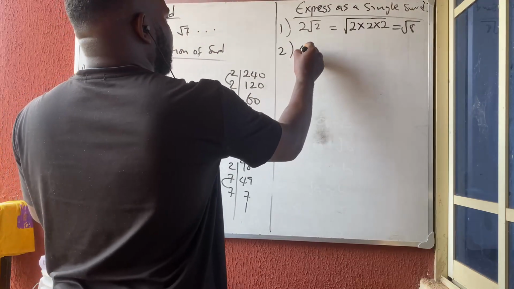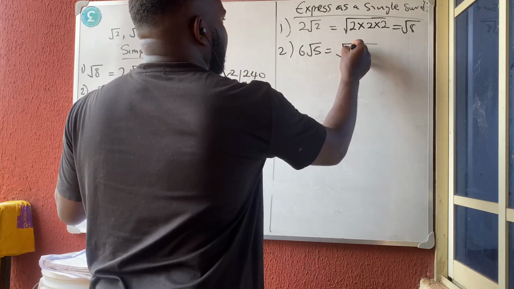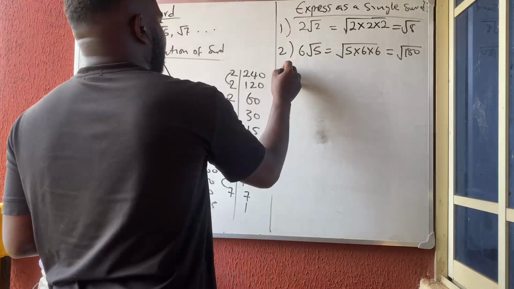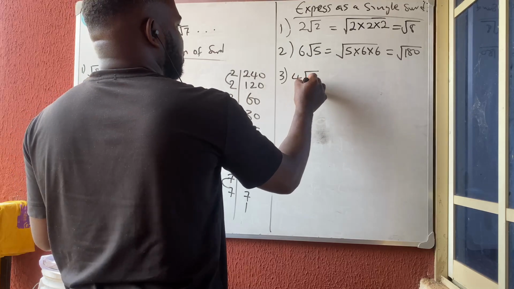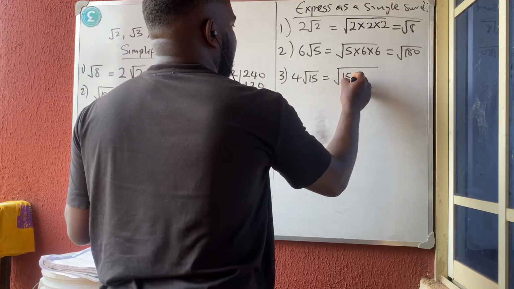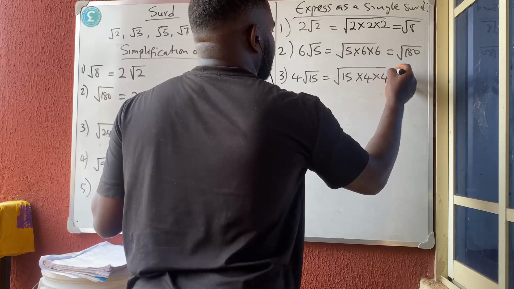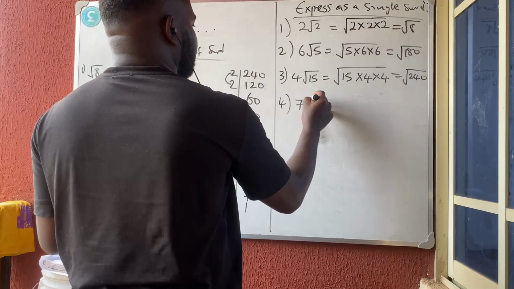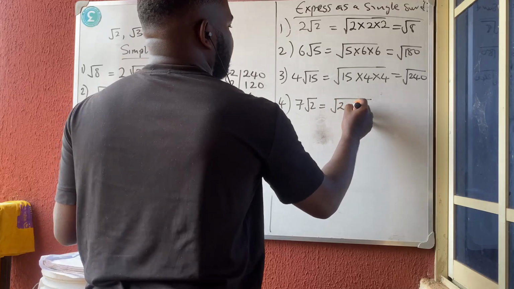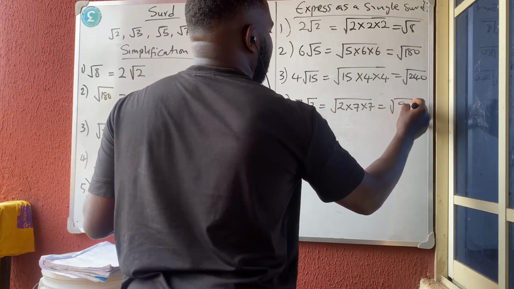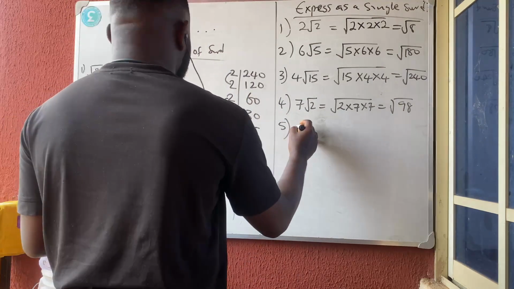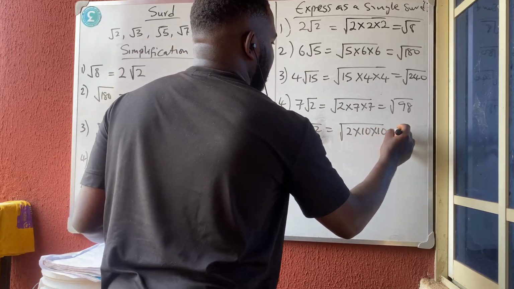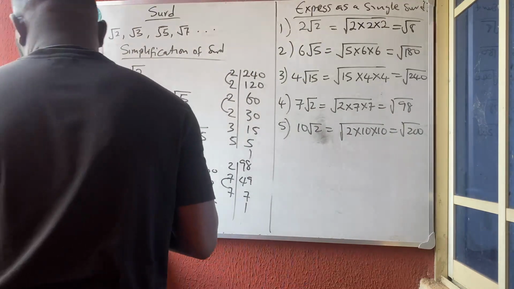Number 2, the same thing. 6 root 5. So what do we do? 5 is already here times 6 times another 6. So what do we have? 180. The next one, number 3, says 4 root 15. So this one, I have 15 already here times 4 times 4. So what do we have? 240. Number 4 says 7 root 2. 2 is already here times 7 times 7, which is 98. Number 5, finally, I'm having 10 root 2, which is 2 already here, times 10 times 10. So what do we have? Root 200.